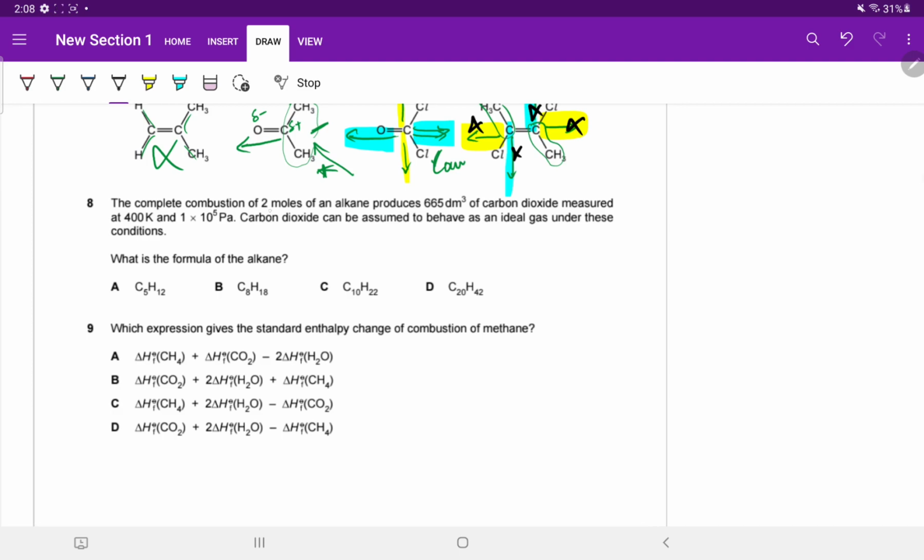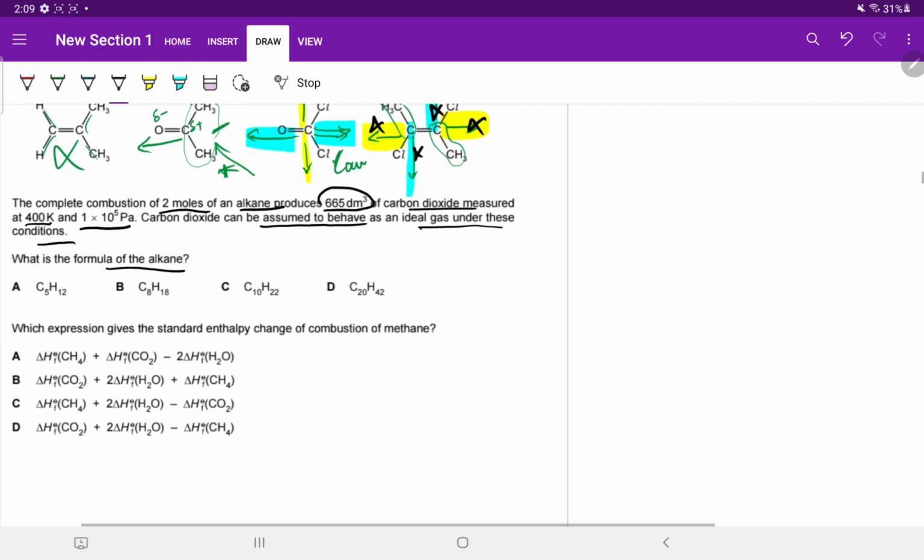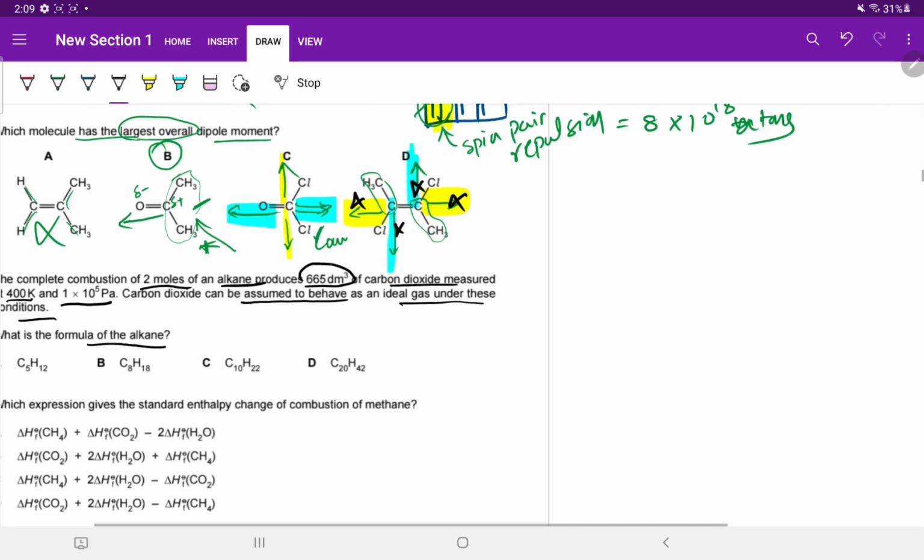Question number 8, a complete combustion of 2 moles of alkane produces 665 dm cube of carbon dioxide measured at 400 Kelvin and 1 times 10 to the power 5 Pascal pressure. Carbon dioxide can be assumed to behave as an ideal gas under these conditions. Which is the formula of this alkane? So let's just write our general equation for combustion over here.